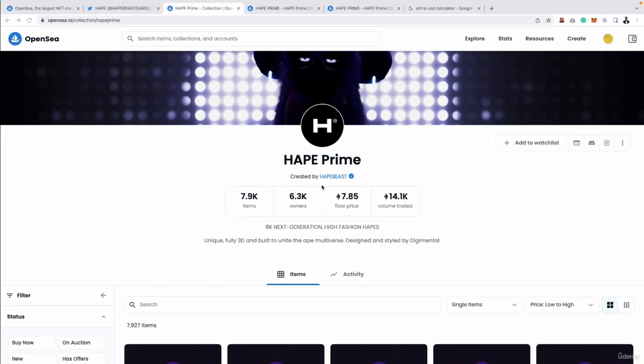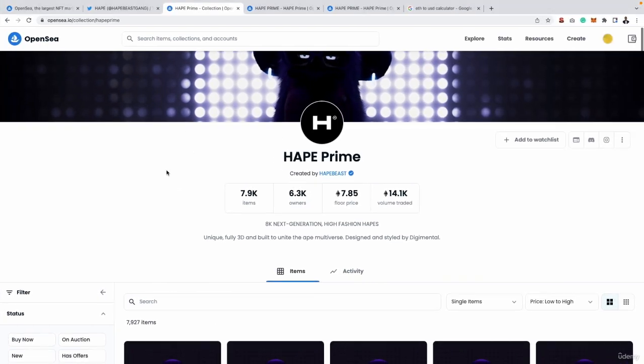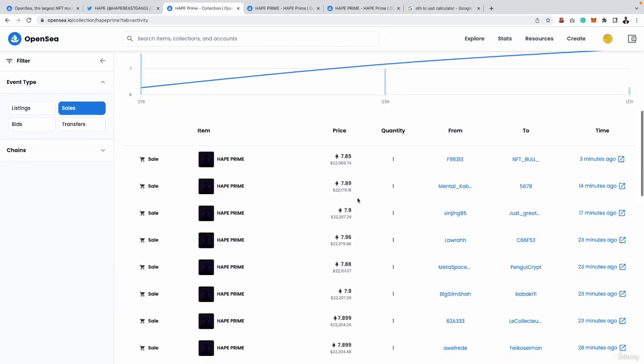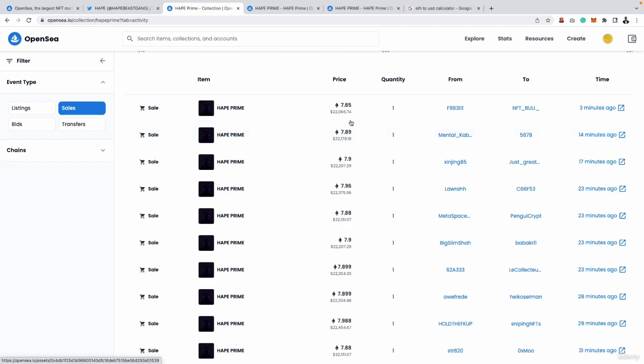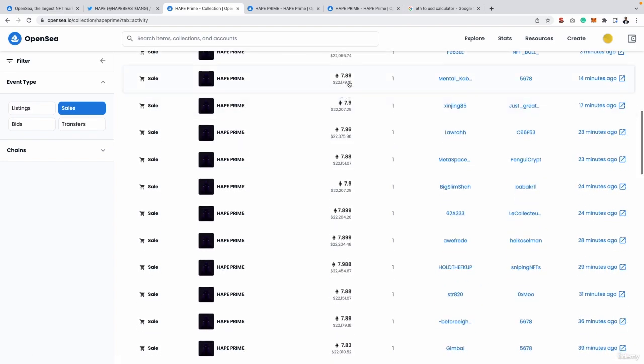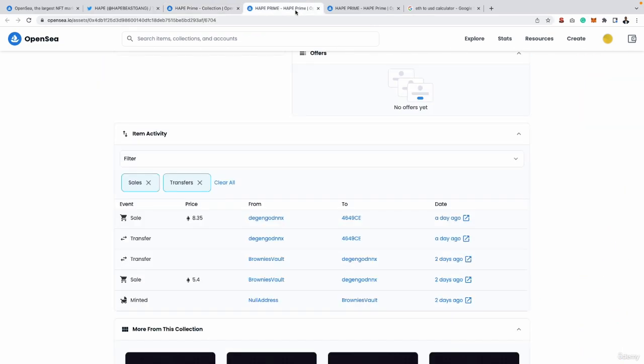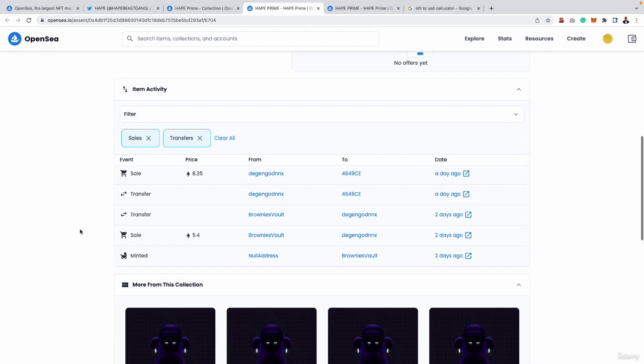If you actually go over to OpenSea and then carry out a search for Hape Prime, so you can find the collection page, if we scroll down to activity, we can actually have a look at how much these are selling for now. So we've got some selling for 7.85 Ethereum, 7.89, almost 8 Ethereum, which is absolutely insane. I actually have two listings right here just to show you exactly what I mean.